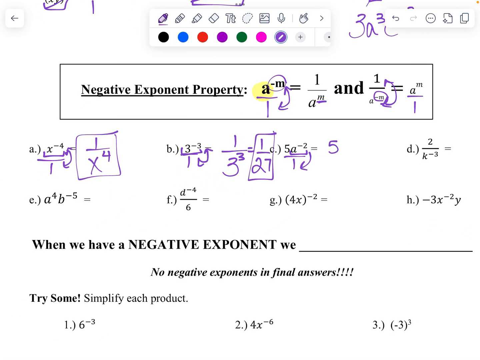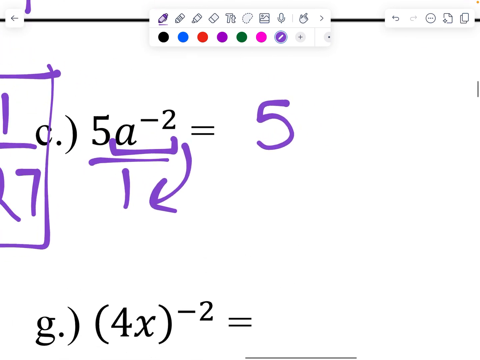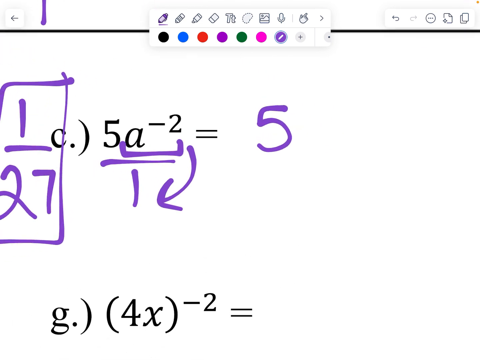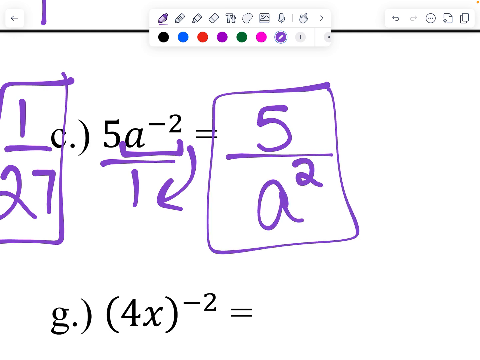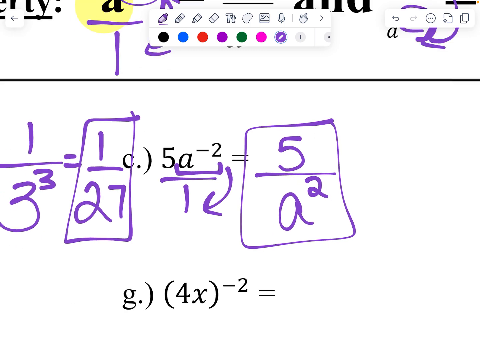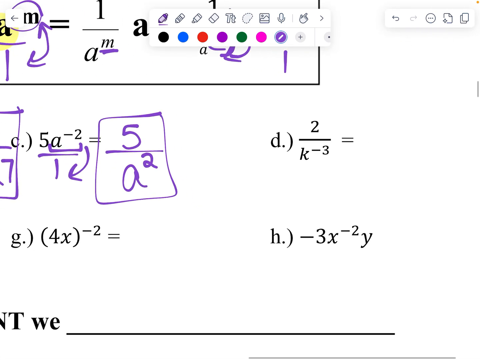In problem A and B, you could flip the entire thing because everything in the numerator was raised to a negative exponent. But in letter C, only the a to the negative 2. So the 5 is going to stay put. I'm going to draw my fraction line, and then my a to the second power is going to go down in the denominator. So if it does not have a negative exponent, it stays put, does not move.